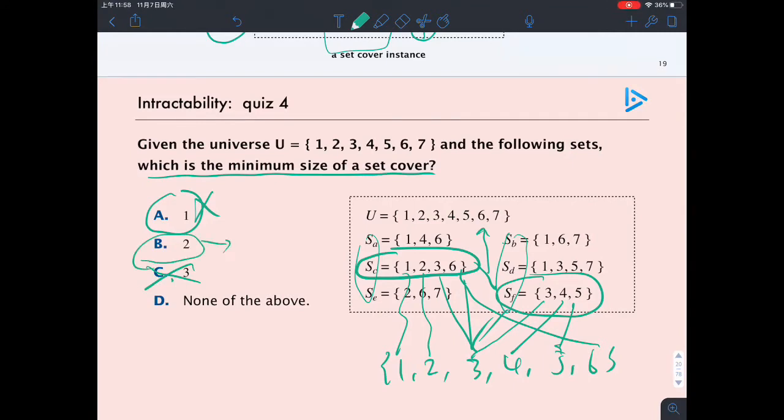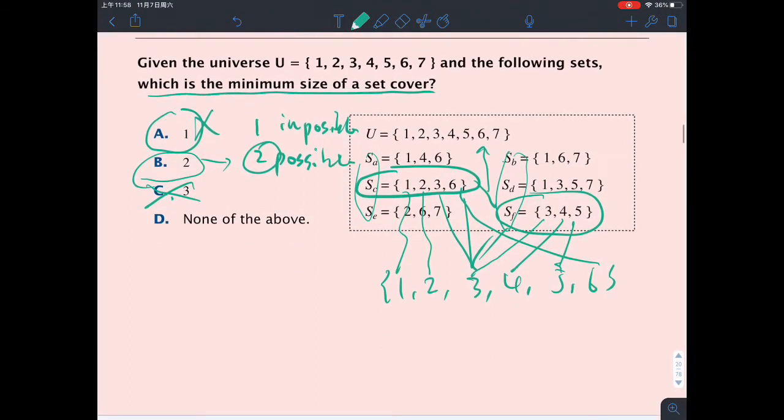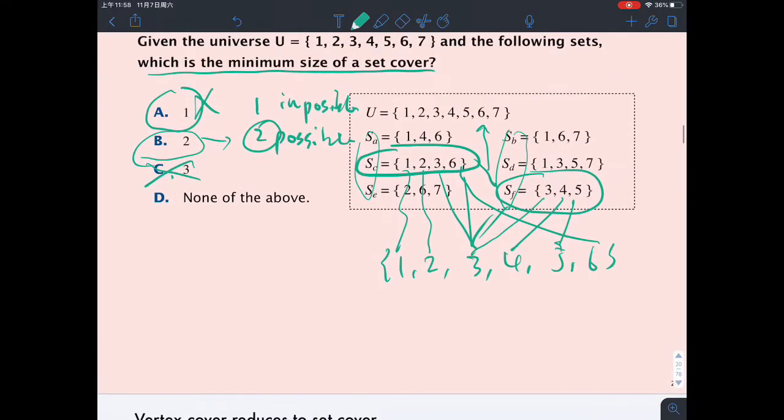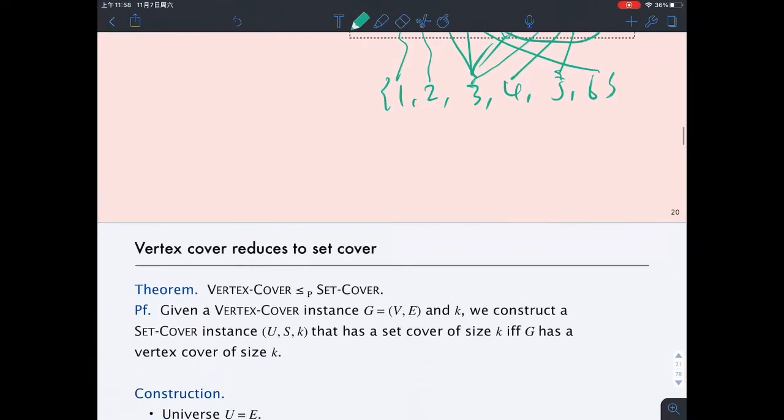Our rationale is that 1 is impossible and 2 is possible. So basically 2 is the minimum size of the set cover here. This is really just a simple exercise that helps you to internalize the definition of the set cover problem.